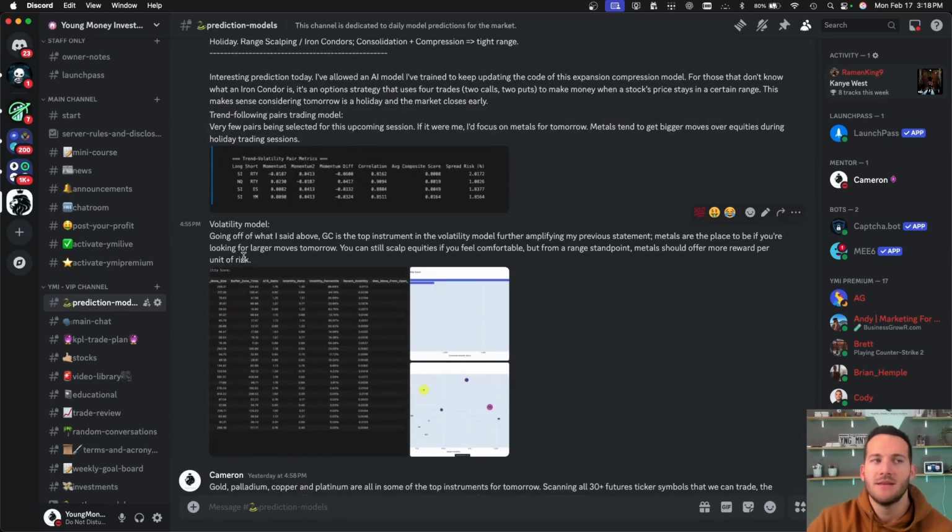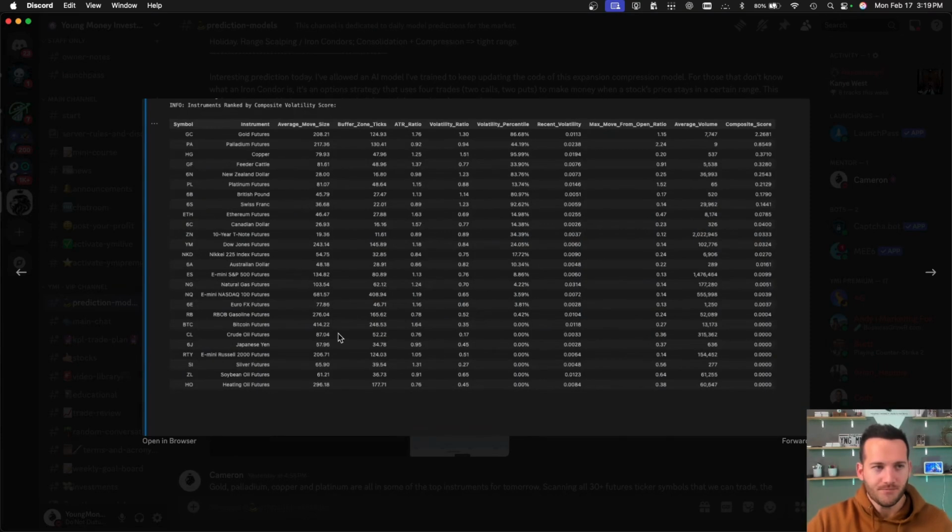We have our volatility model. This is one more strategy. We can use this volatility model to use the KPL bot to place trades. I know this is a lot of information, but this does a volatility scan of over 20 different instruments within the market, and it ranks them based on their volatility.